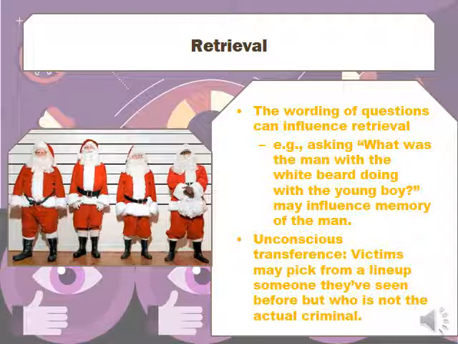So the unconscious transference, we're always talking about transference in psychology, and one of the biggest things is the victim may pick from a lineup someone they've seen before, but who is not the actual criminal. So initially, the transference that you're applying to an individual is now picked up by that individual, the eyewitness. The eyewitness may begin to alter their initial selection.